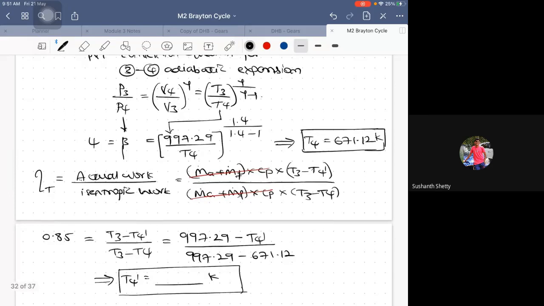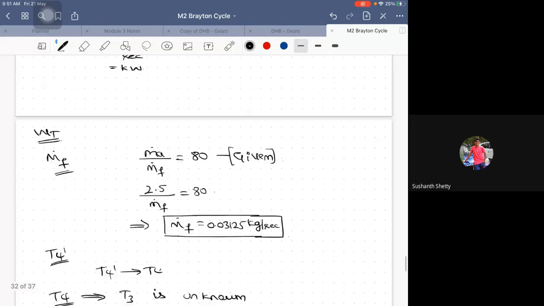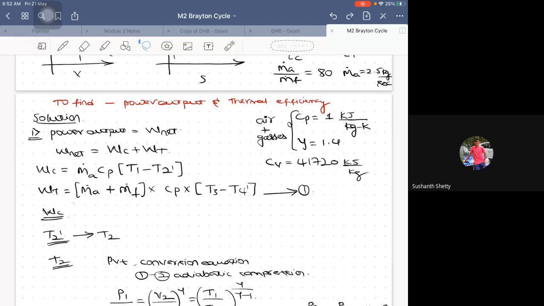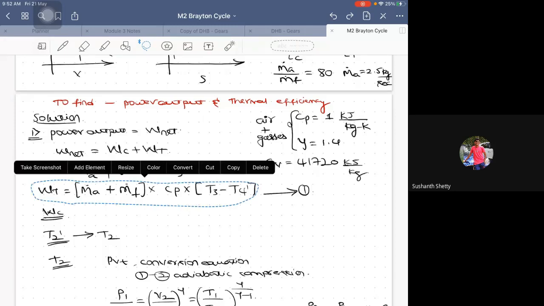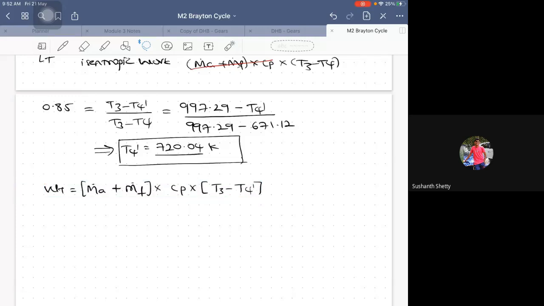720.04 Kelvin. Very good. Now, for all this, pick this particular expression and substitute all the things: 2.5 plus 0.03125 cross 1 into T3, which is 997.29, minus 720.04. Now, what is the turbine work output?